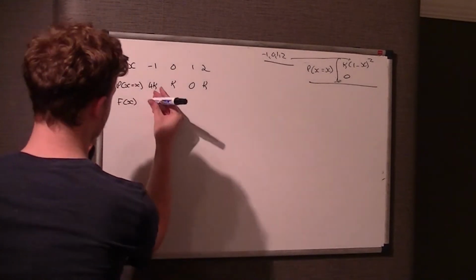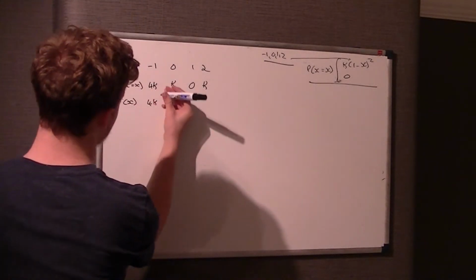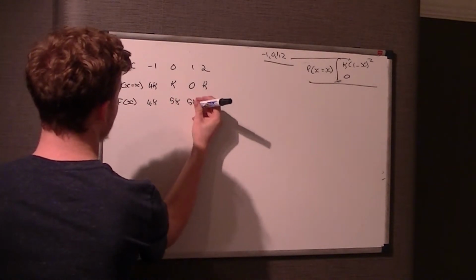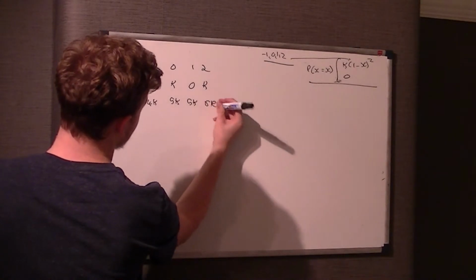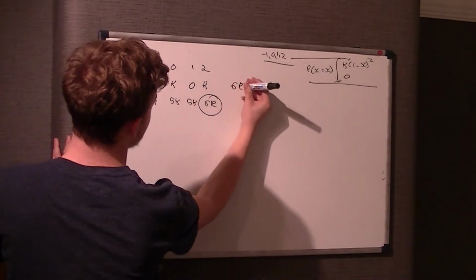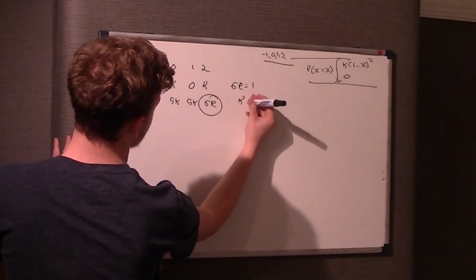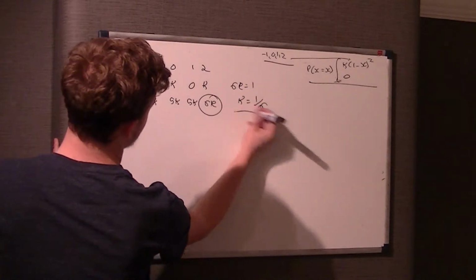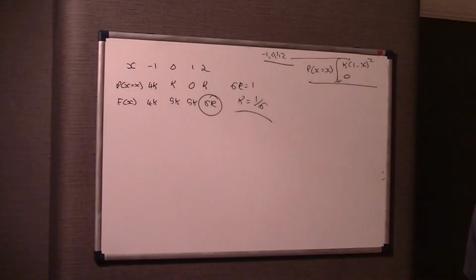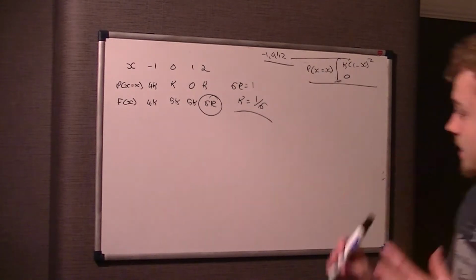So if we do that, 4k first, 4k plus k, 5k, 5k plus nothing, 5k, 5k plus k, 6k. Now we know this number on the end has to equal 1. So 6k is equal to 1, rearrange it so k is equal to a sixth, and that is as required. So you put a little note to the examiner saying you can't get that wrong because I've got it right. Alright, so k is equal to a sixth.